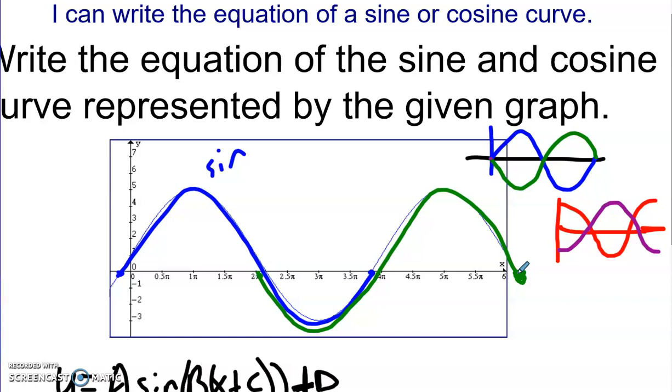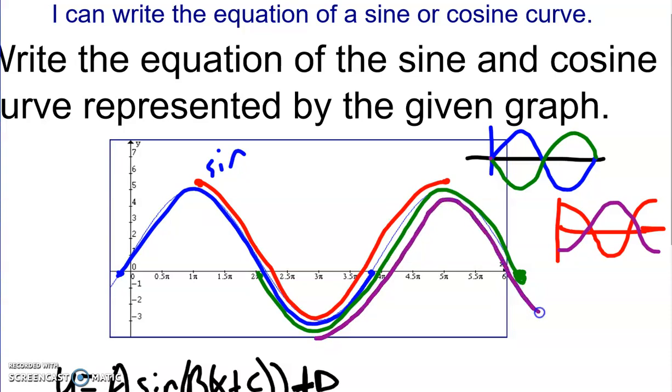Now, let's look at the cosine. So for cosine, I want to start at a peak and then come down to a valley and then go up to a peak. So those are my positions that I would use if I wanted to map a cosine to this. Now, if I wanted to map a negative cosine, then I would have to start at a valley and then go up to a peak and then come down to a valley.